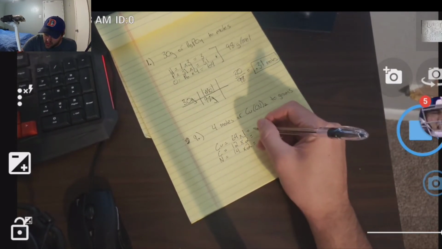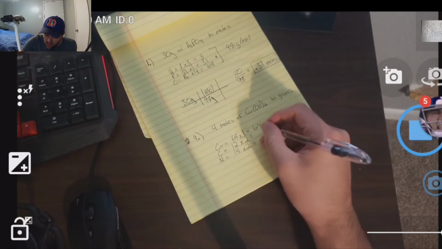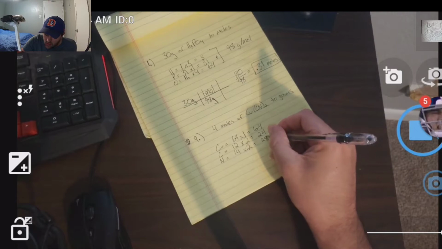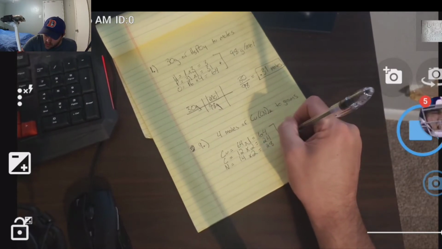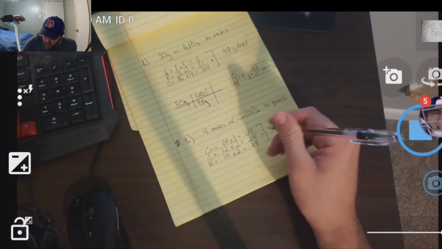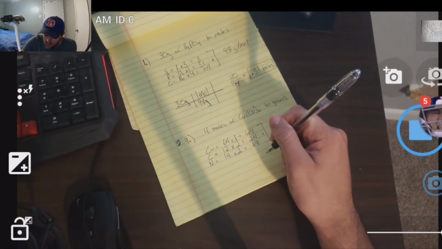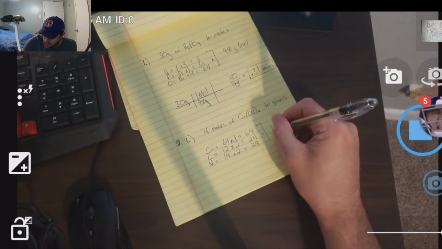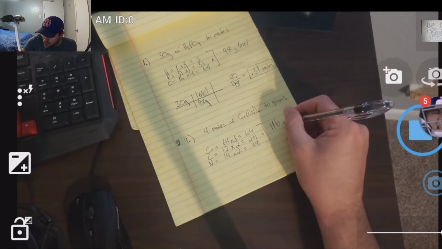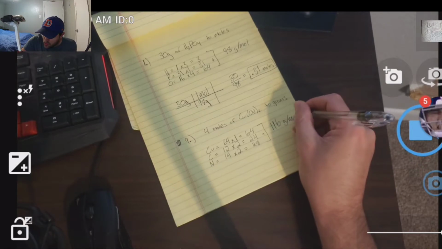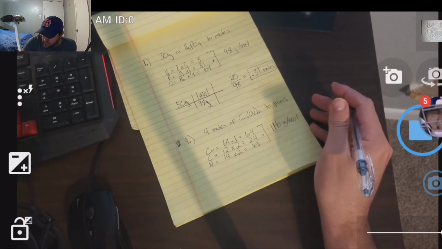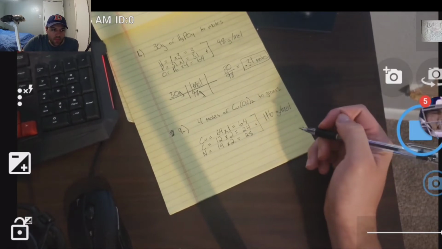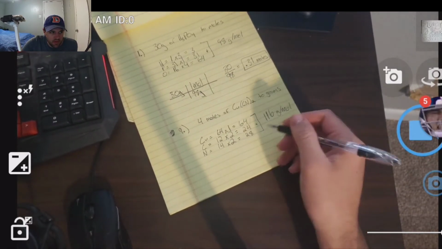So we multiply those out. 64 times 1 is 64, 12 times 2 is 24, and 14 times 2 is 28. And then add them all up. So here we've got 116 grams per mole. Yeah, pretty sure that's right. Alright, so that step we're done with.